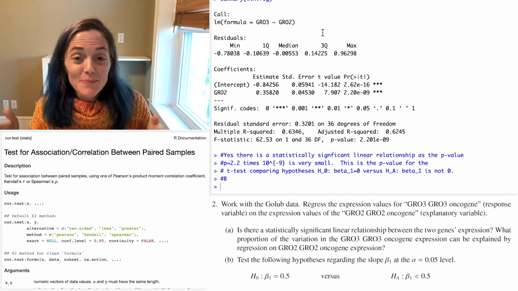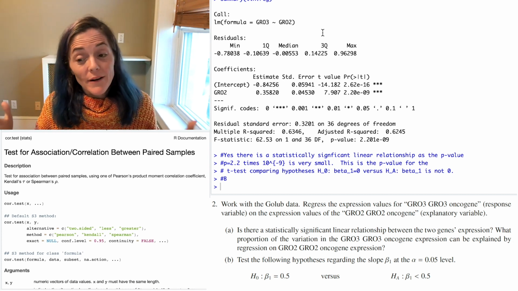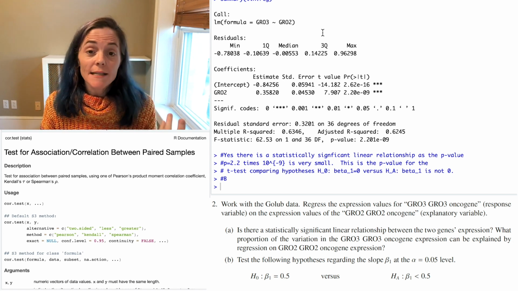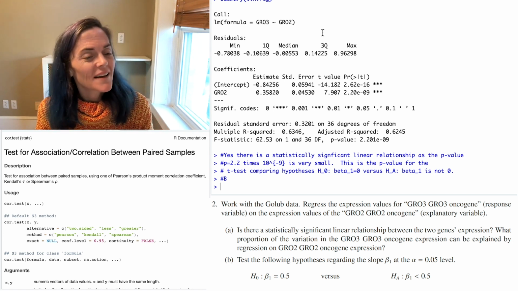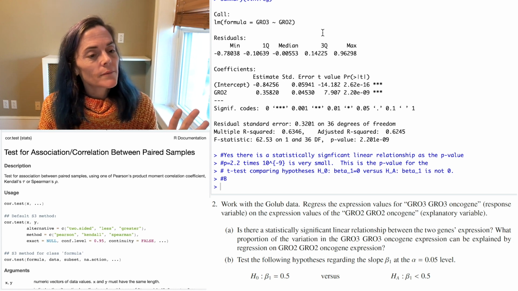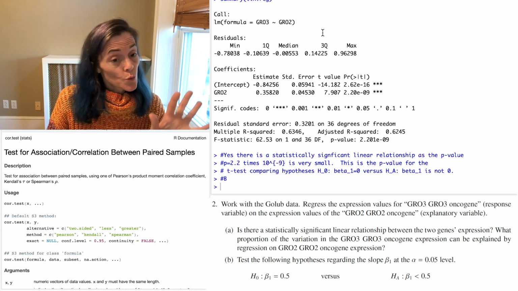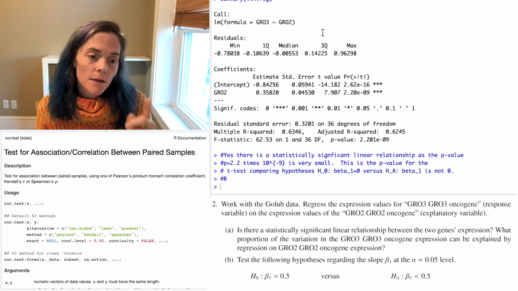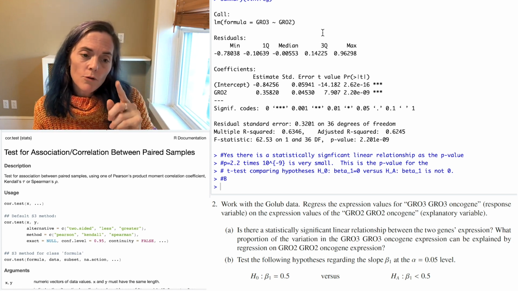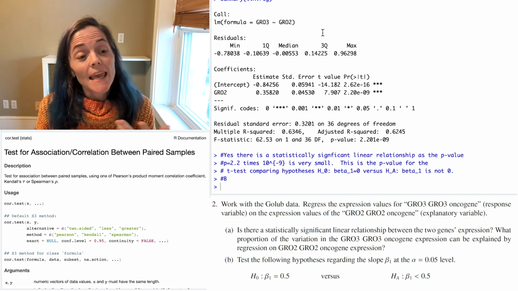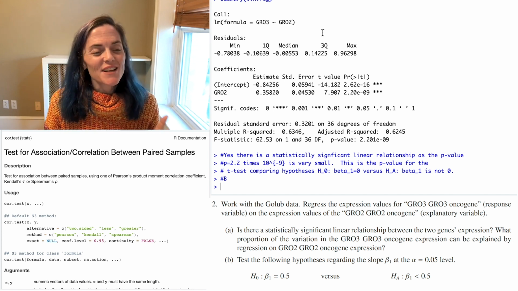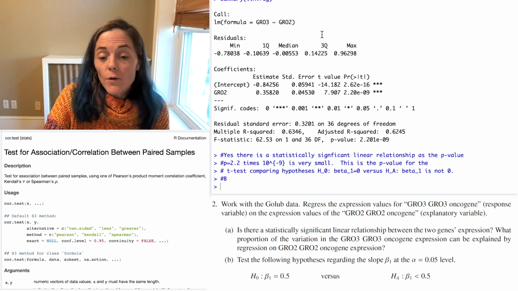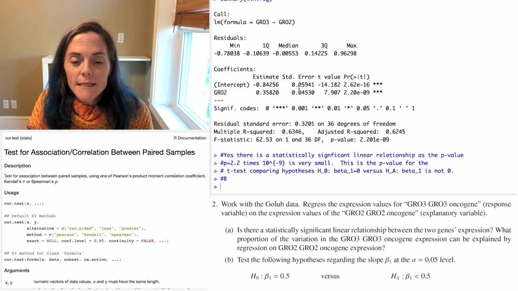Hello, I am splicing in this part of the video because I realized after recording, I forgot to answer a question. So let's answer it now. We are on 2A. What proportion of the variation in GRO3 oncogene expression can be explained by regression on GRO2 oncogene expression? Okay, this is in the summary table.